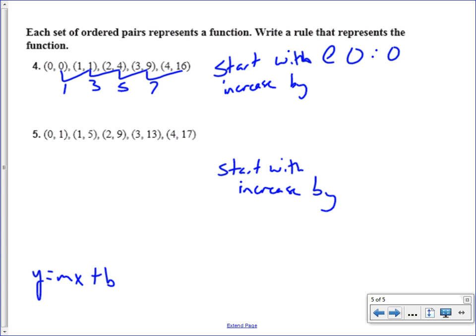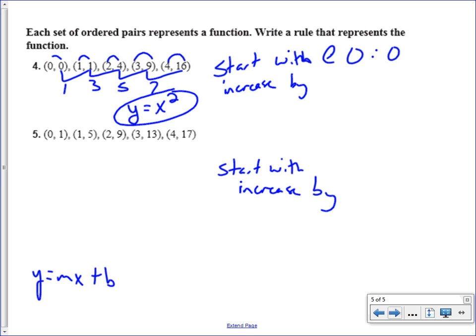Next thing I look at is, is there a relationship between each x and y ordered pair? If you look closely, we would see that to find the y, you can simply take the x and square it. So this would be our function for the first one.